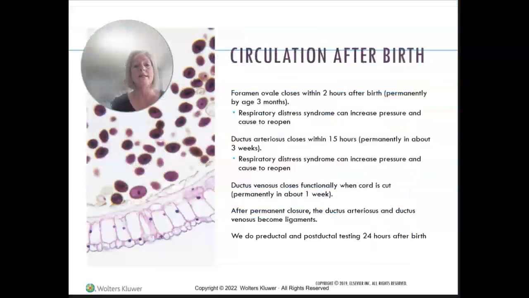So what happens right after birth, or what's supposed to happen right after birth, is that the foramen ovale should close, that ductus arteriosus should close. Sometimes they can stay open just a little bit, and sometimes we'll hear murmurs on babies, and a lot of times that's just because of the backflow of the blood coming in.